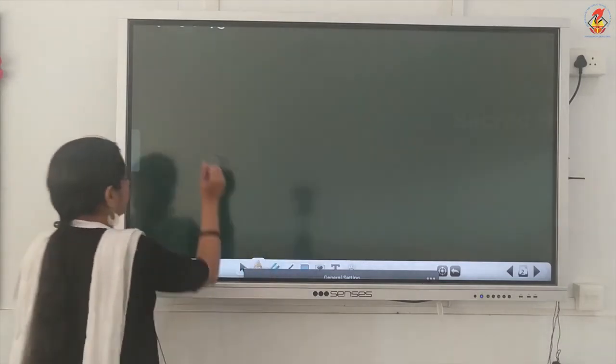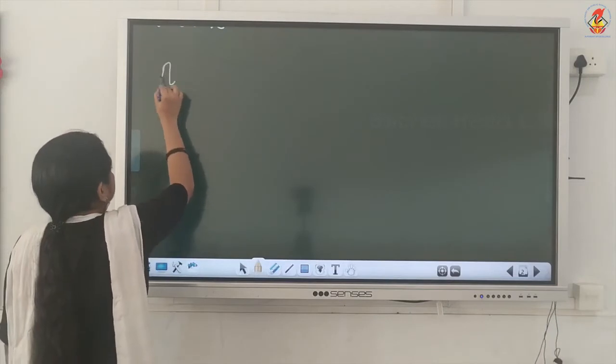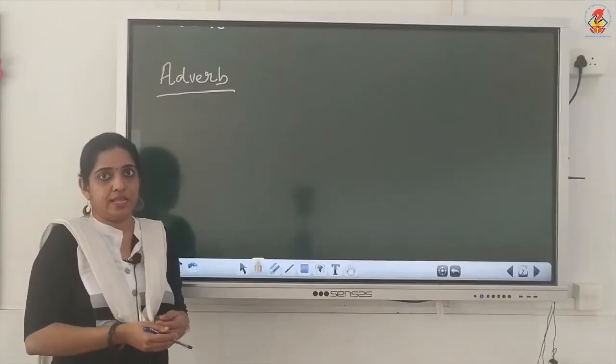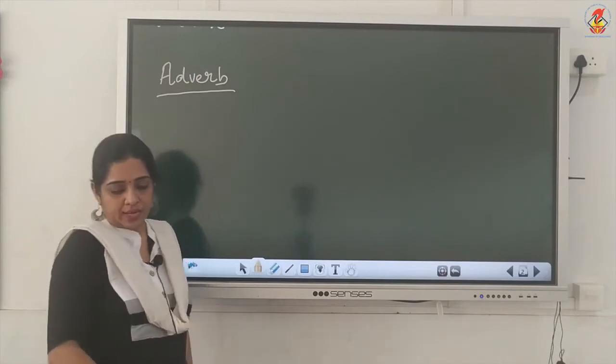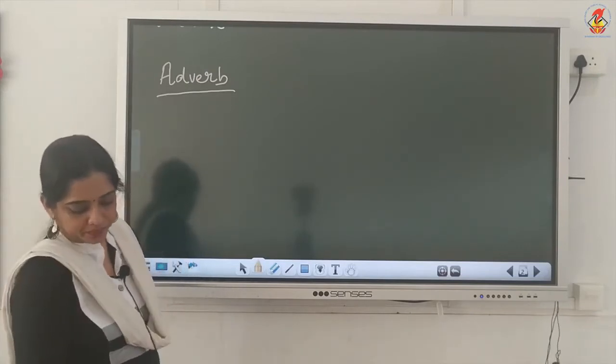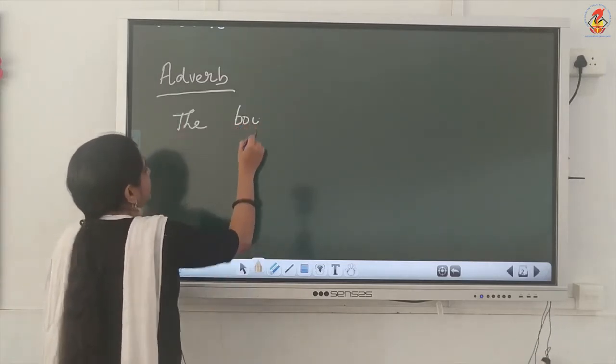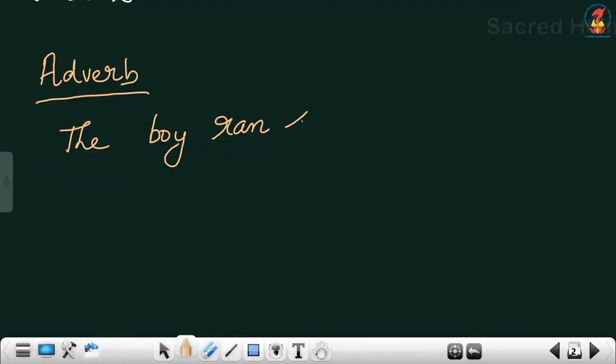adverb. What is adverb? The name itself we can guess. What do you mean by adverb? Adverb means giving more details about a verb. How an action is performed, that is called adverb. Okay, let's see one example. I'm writing, the boy ran fast. Just see this example.